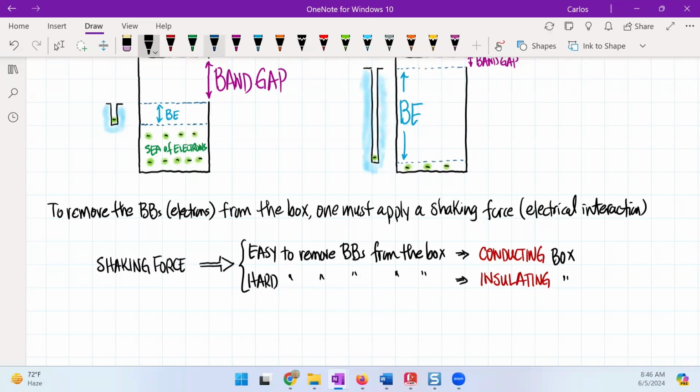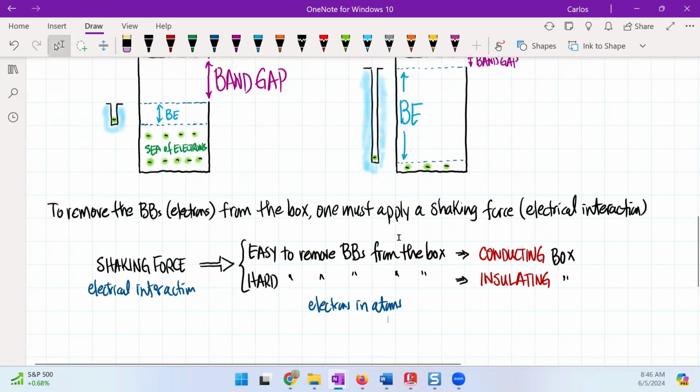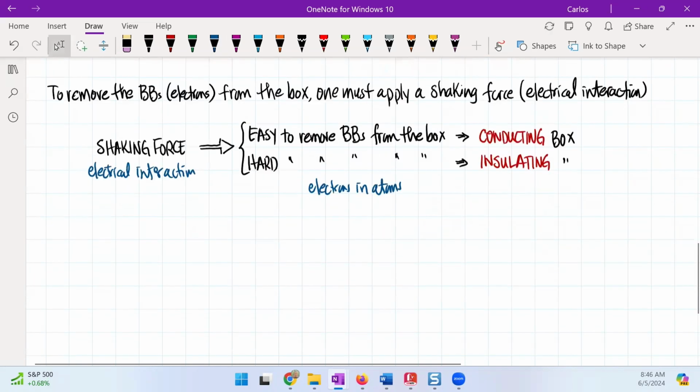So then if we start to transfer this, if I have some electrical interaction, and it's easy to remove the electrons, and these are going to be the electrons in atoms, then I know it's a conductor. If it's hard to remove the electrons from the atoms, then I know it's got to be insulating. So we've already modeled this, but we want to modify how we look at potential wells.